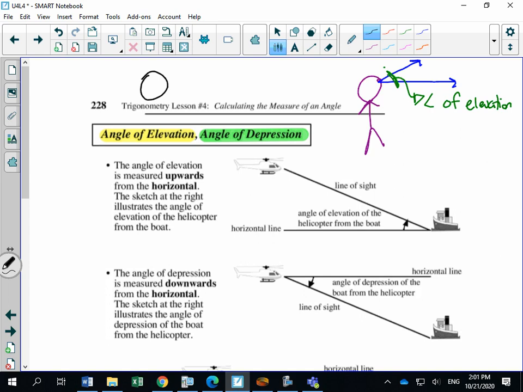Draw another head with an eyeball. And you always start by looking straight ahead, and then you could depress your eyes. If you depress your eyes, where are you looking? Down. This angle here is what we call the angle of depression.